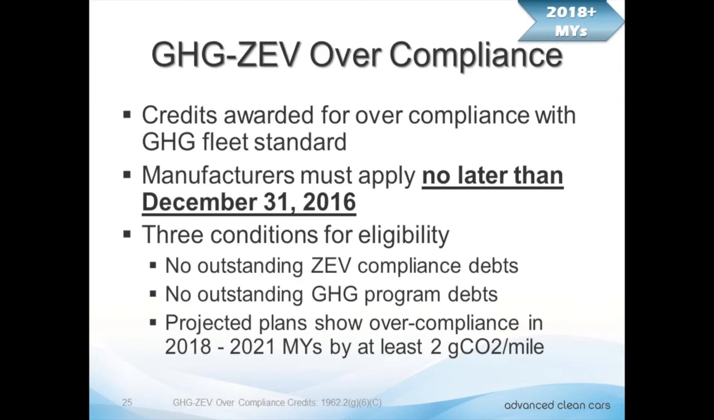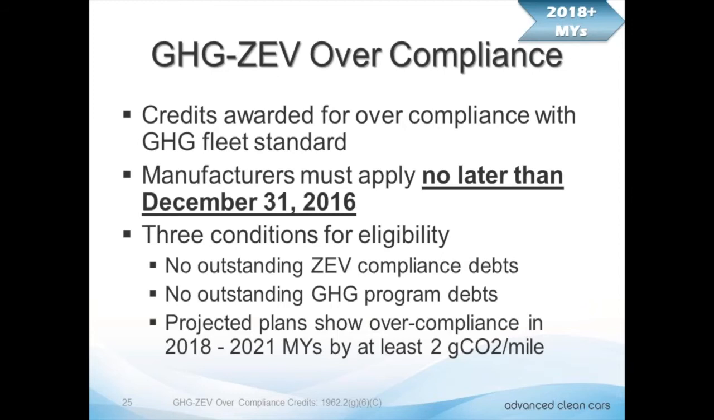A manufacturer must have no outstanding compliance debts under the ZEV regulation and must have no outstanding GHG program debts for 2017 or any previous model year compliance. Additionally, a manufacturer must submit product plan documentation sufficient to demonstrate projected overcompliance with the manufacturer's fleet average GHG program requirements by at least 2 grams CO2 per mile in each model year from 2018 through 2021.